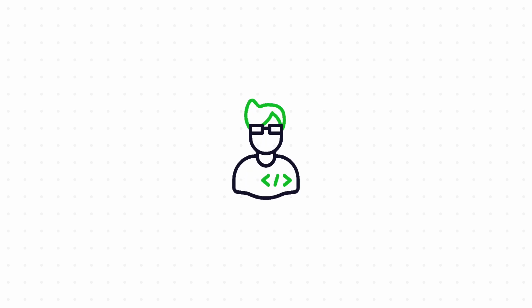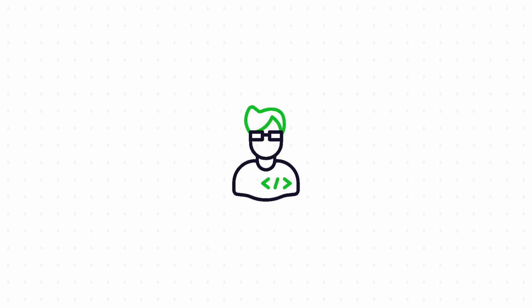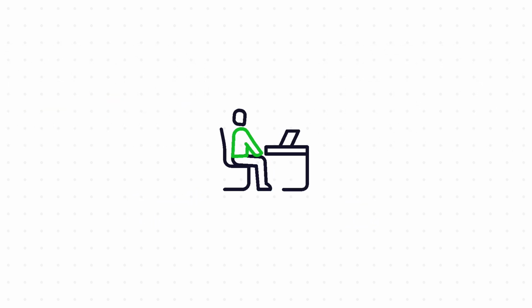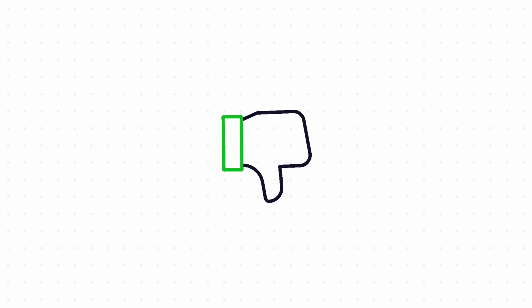Mobile development has traditionally required developers to build separate applications for Android and iOS. Each platform comes with its own language, tools, and ecosystem. Objective-C or Swift for iOS and Java or Kotlin for Android. This approach, while effective, doubles the workload and often leads to inconsistent features and performance across platforms.